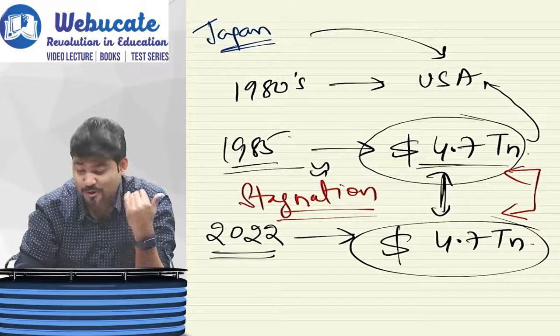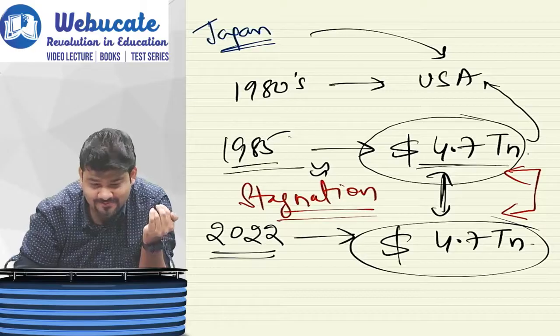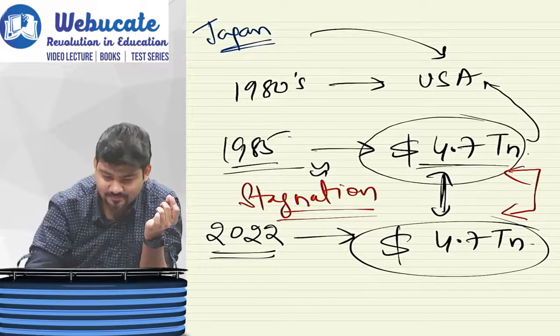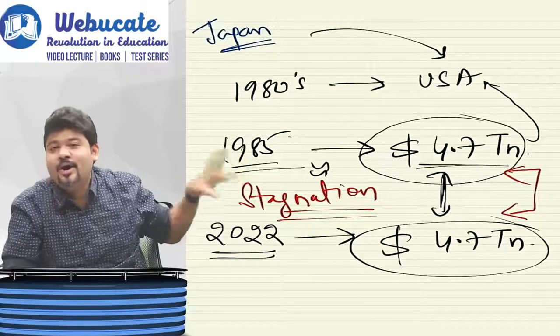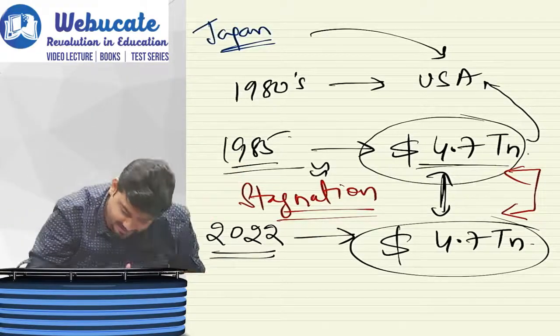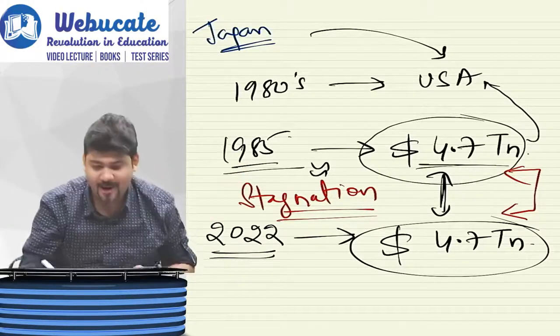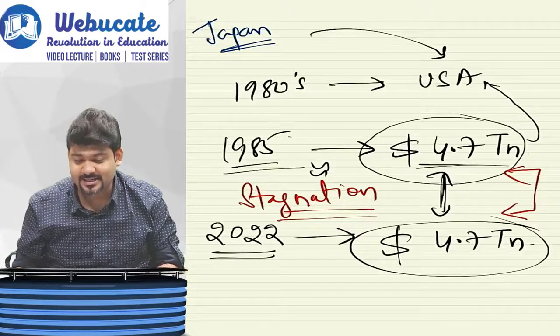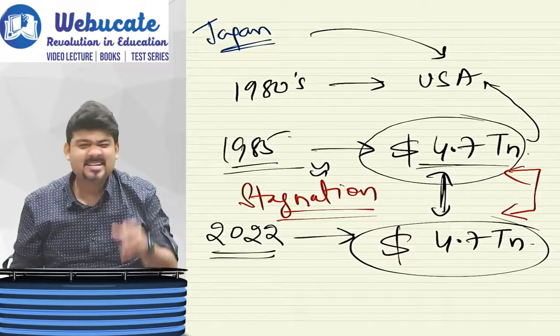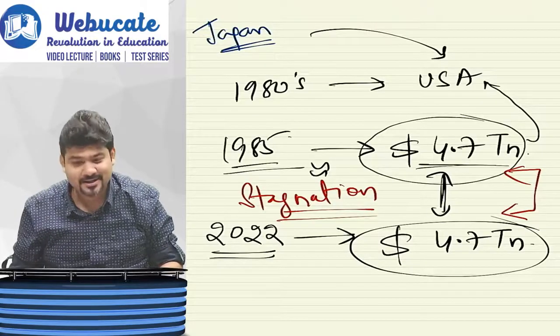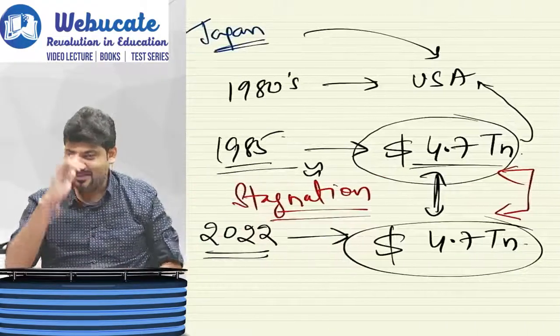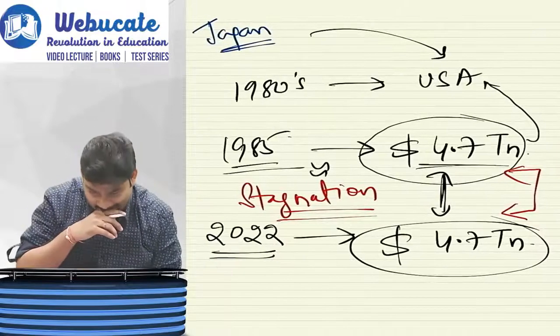Now I'll tell you. Would you want to know why this has happened? Why the whole stagnation? I'll give you an idea. Pay attention. Was there a recession? Recession is a very small word. What happened is what we are now going to understand, and then we'll connect a lot of other things. Pay attention. So what happened in Japan is this.